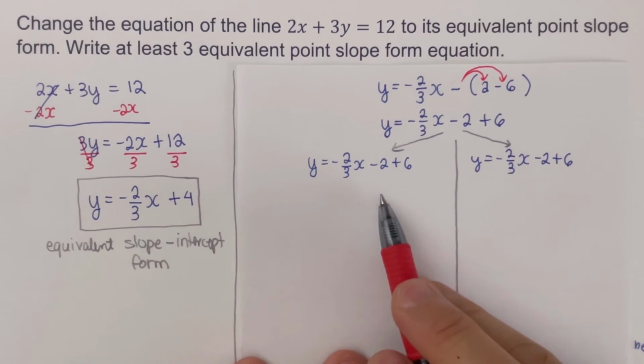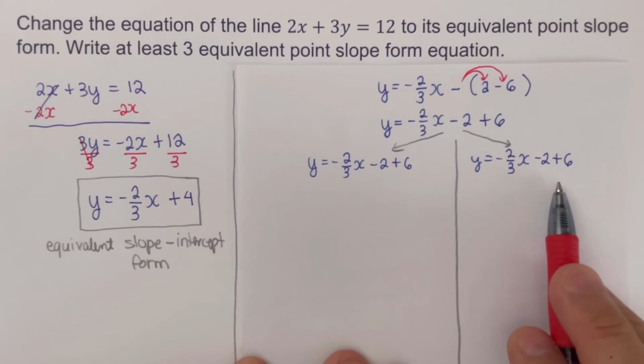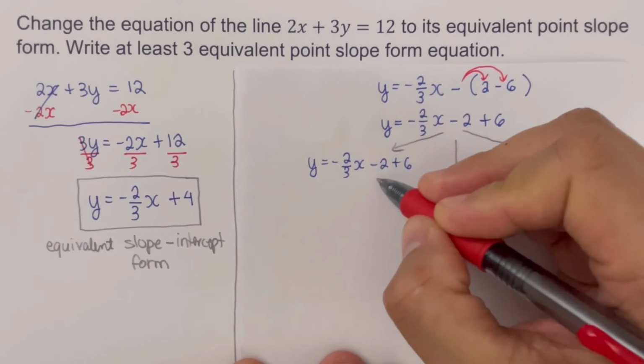On this side right here, I am going to add 2 to both sides. And in this case here, I'm going to subtract 6 from both sides. So this is how it's going to look.